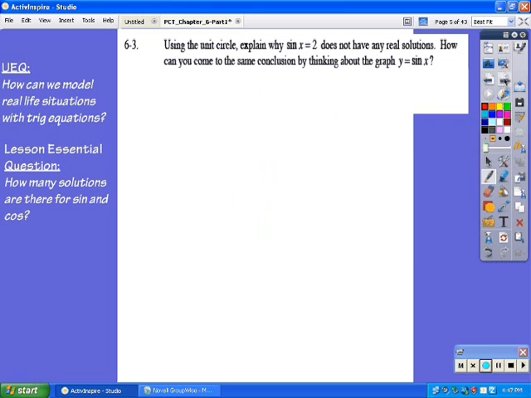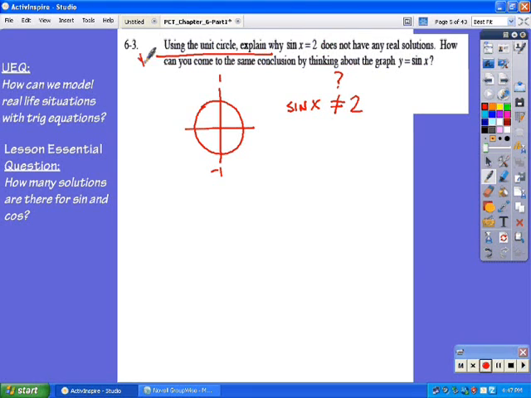6-3. Using the unit circle, explain why sine of x equals 2 does not have any real solutions. How can you come up with the same conclusion by thinking about the graph y equals sine of x? Unit circle, sine of x cannot equal 2, and why not? Because this is -1 and that is 1, so 2 would be somewhere up here. Therefore, the circle and the line y equals 2 never intersect.